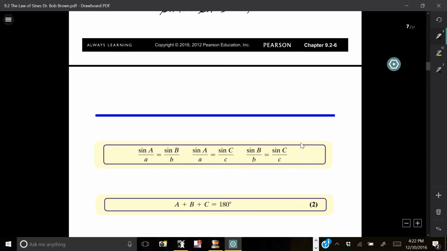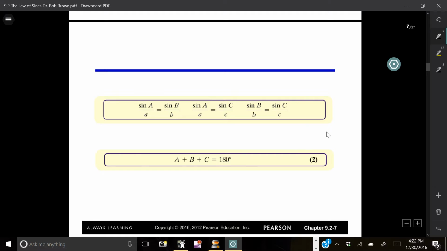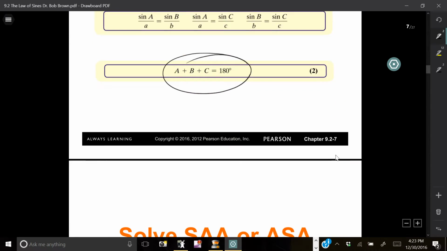Now, law of sines, just to repeat it, sine of A over a equals sine of B over b, sine of A over a equals sine of C over c, sine of B over b equals sine of C over c, and that A plus B plus C equals 180 degrees. 180 degrees in a triangle.